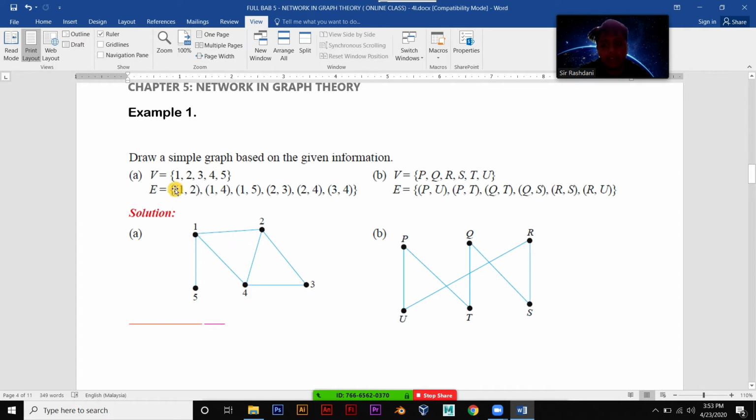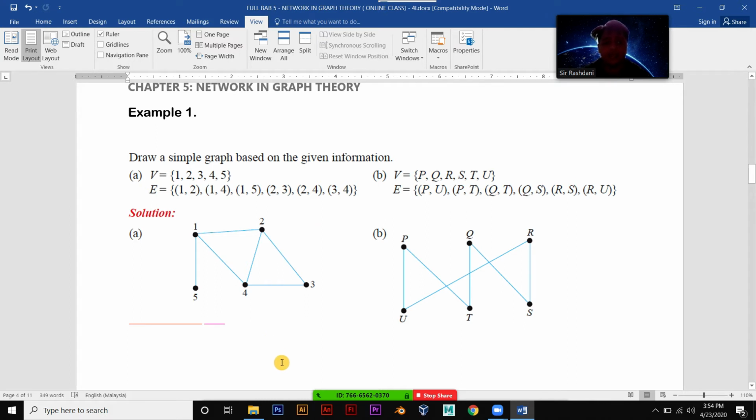After that, the edges will be linked between the vertices. For example, 1 and 2, is there a link? Yes, 1 and 2 have a link, so you draw a line here, like that. After that, 1 and 4, draw a line here. After that, 1 and 5, link the two vertices. After that, 2 and 3, link the two vertices, and then 2 and 4, link the two vertices, 3 and 4, something like that.